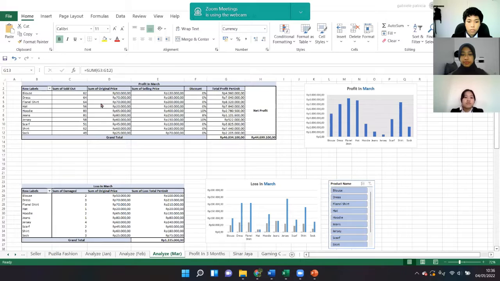Next is the worksheet from analysis in March. This worksheet contains a pivot table, pivot chart, and slicer. First, there is a profit table which consists of 5 columns. There are product name, sold out, original and selling price, total, profit per unit, and the discount. The calculation of the profit we get is the selling price minus the original price and multiplied by the sold out.